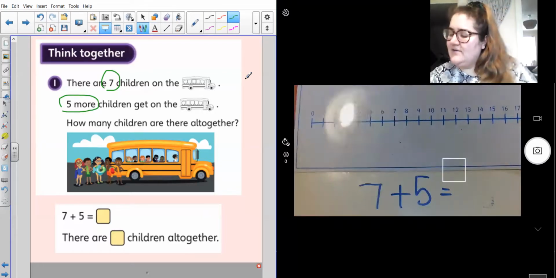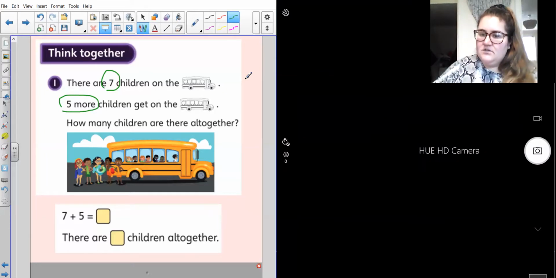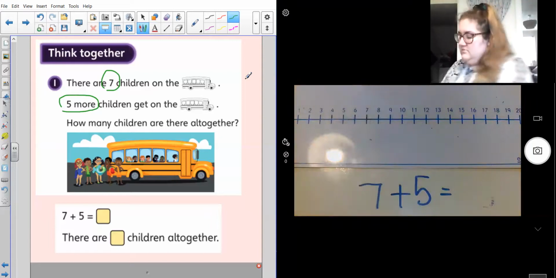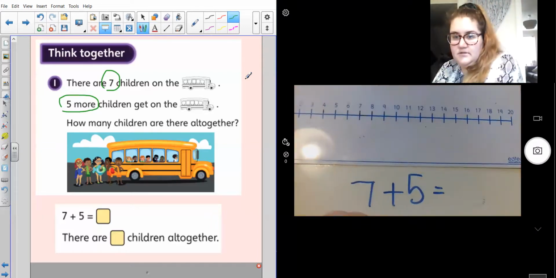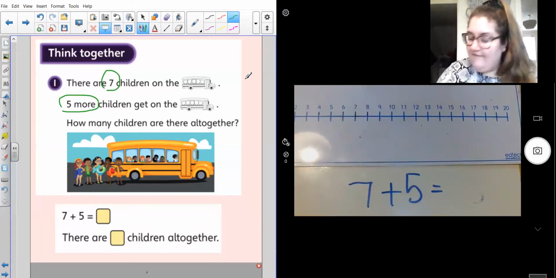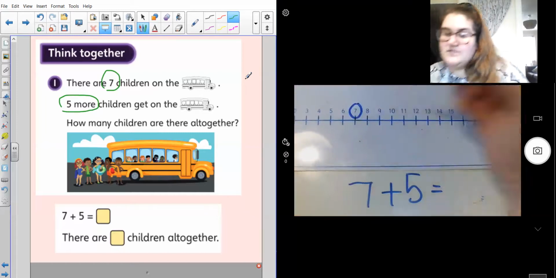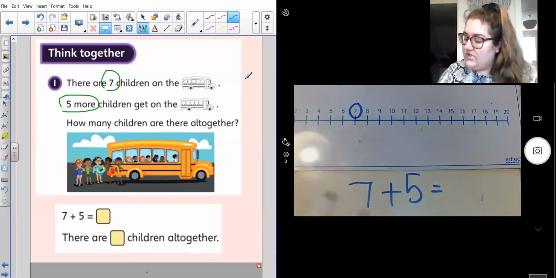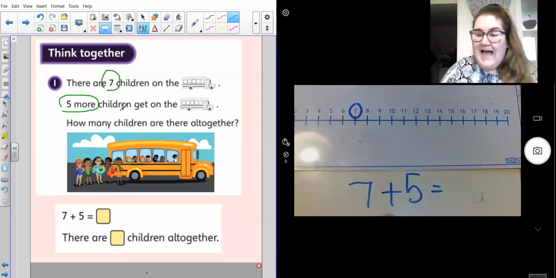So well done if you said we don't need to start at 0, because our first... Let me just make sure this is all plugged in properly. So sorry about this, everybody. Our first part is 7, so I can start at the first part. I'm going to start at 7 because that's how many children are on my bus, okay? And I was told over here that 5 more children get on, so I'm going to add 5 more.